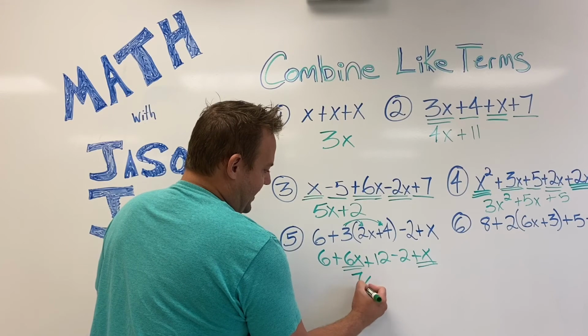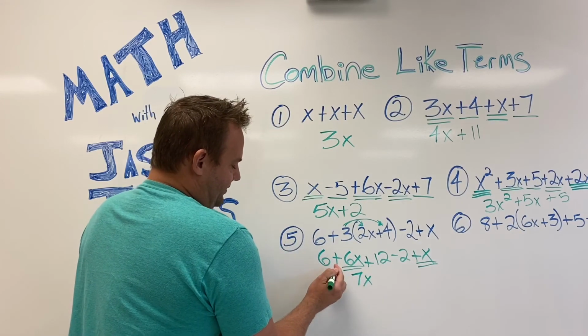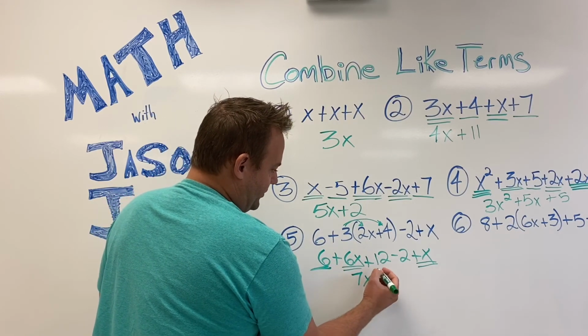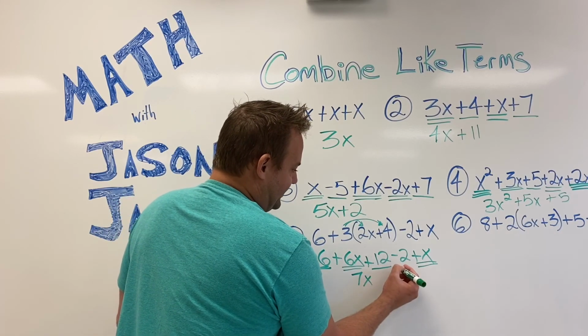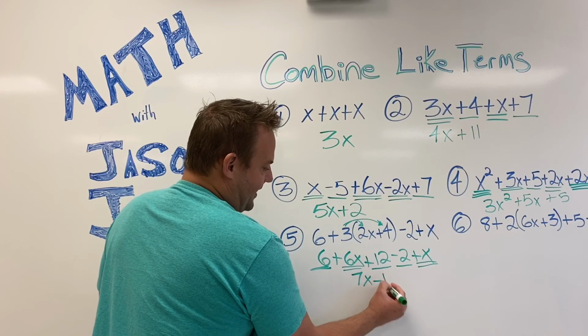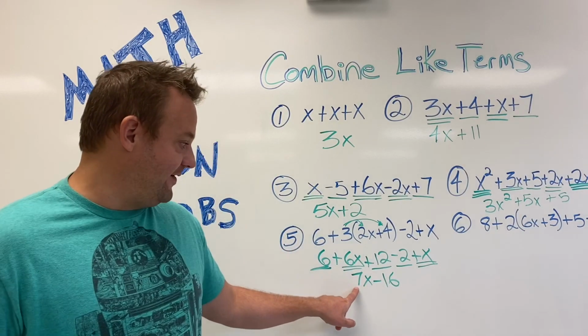So we have 7x, and now this 6 goes with the 12, positive 12, that's 18, and then minus 2, that's 16. So 7x minus 16.